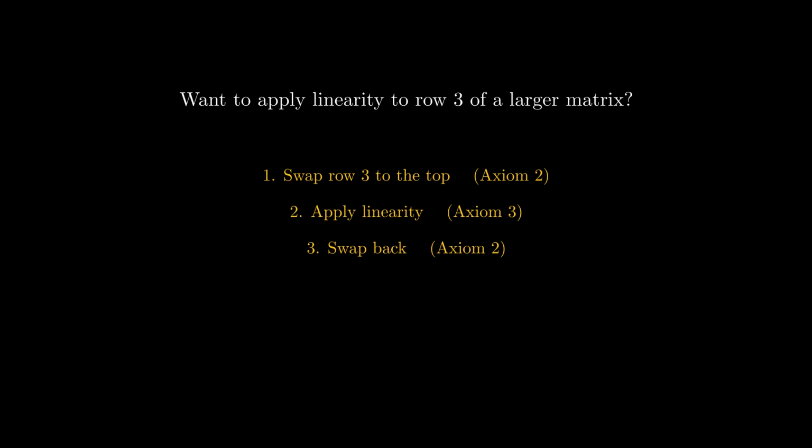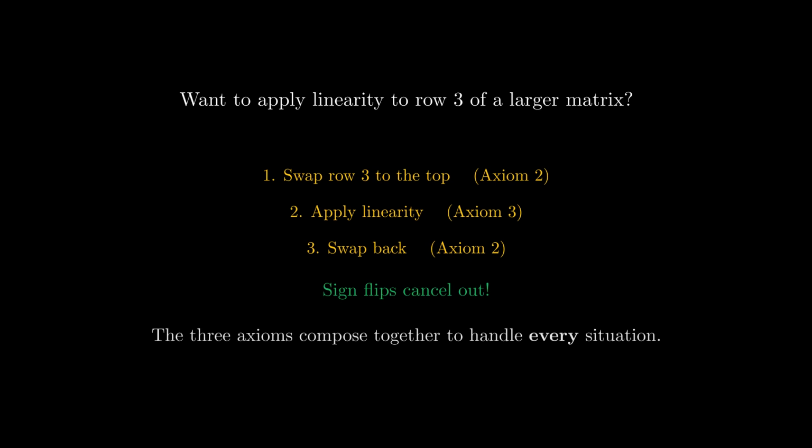This logic scales to any matrix size. Want to apply linearity to row 3 of a larger matrix? Use property 2. Swap row 3 to the top, apply property 3, then swap back. The sign flips cancel out. The 3 axioms compose together to handle every situation.